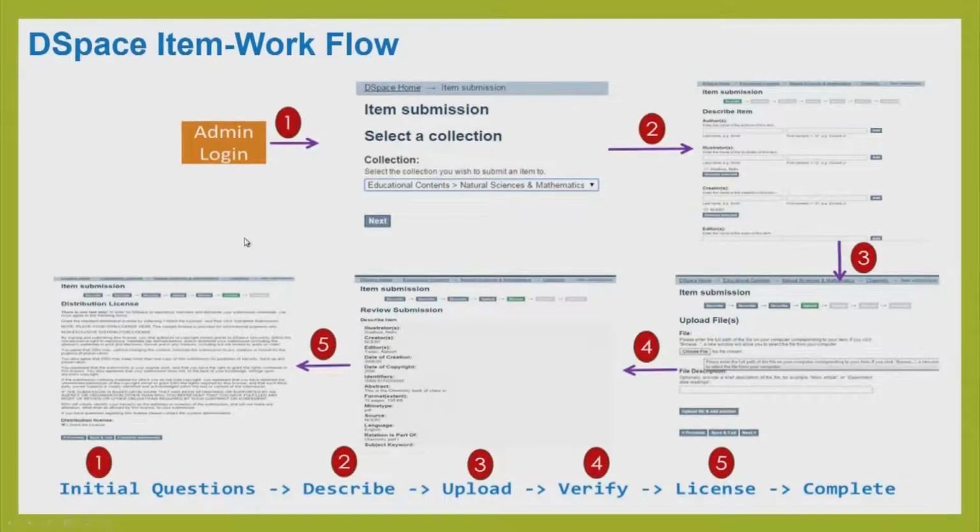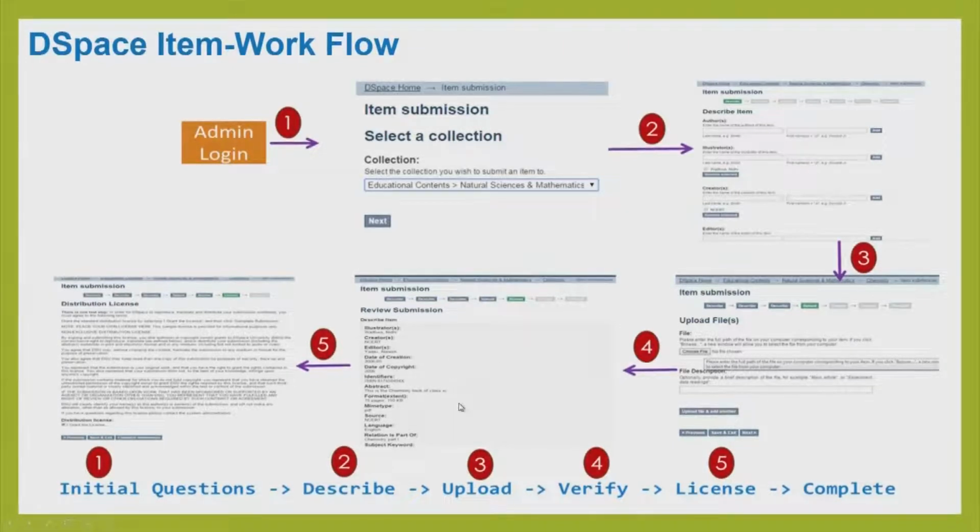This is another slide where I have tried to show screenshots for uploading a document. The administrator logs into Diskspace, and I select a collection where I want to submit the PDF file, Word file or PPT file. As soon as I select the collection, it shows me the option to submit an item. Then I put in the author name, the publisher name, the creator's name, the editor name, and the required metadata information. Next it tells me to upload the file, so I select the file from my desktop and upload it, and then I go to the license part. It verifies and asks me to review my submission.